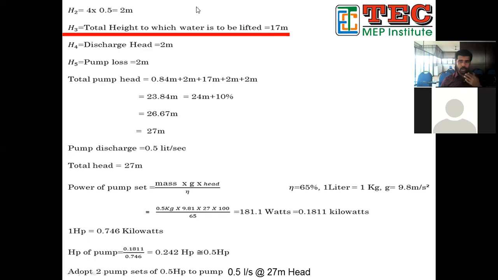So you can convert your watts into kilowatts, then you can divide by 0.746, or vice versa, you can convert your kilowatts into watts also, and you can find the answer. 1 HP is equal to 0.746 kilowatt or 746 watts. You will be getting 0.25 HP. So 0.25 HP is the pump head.